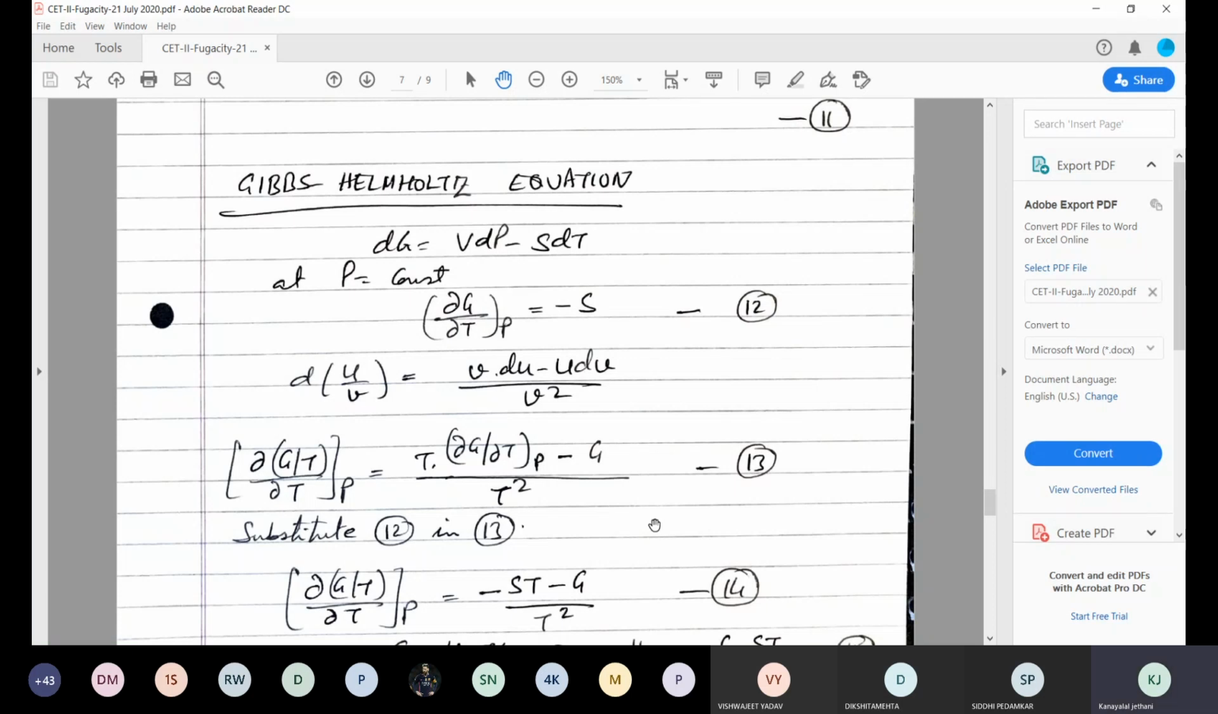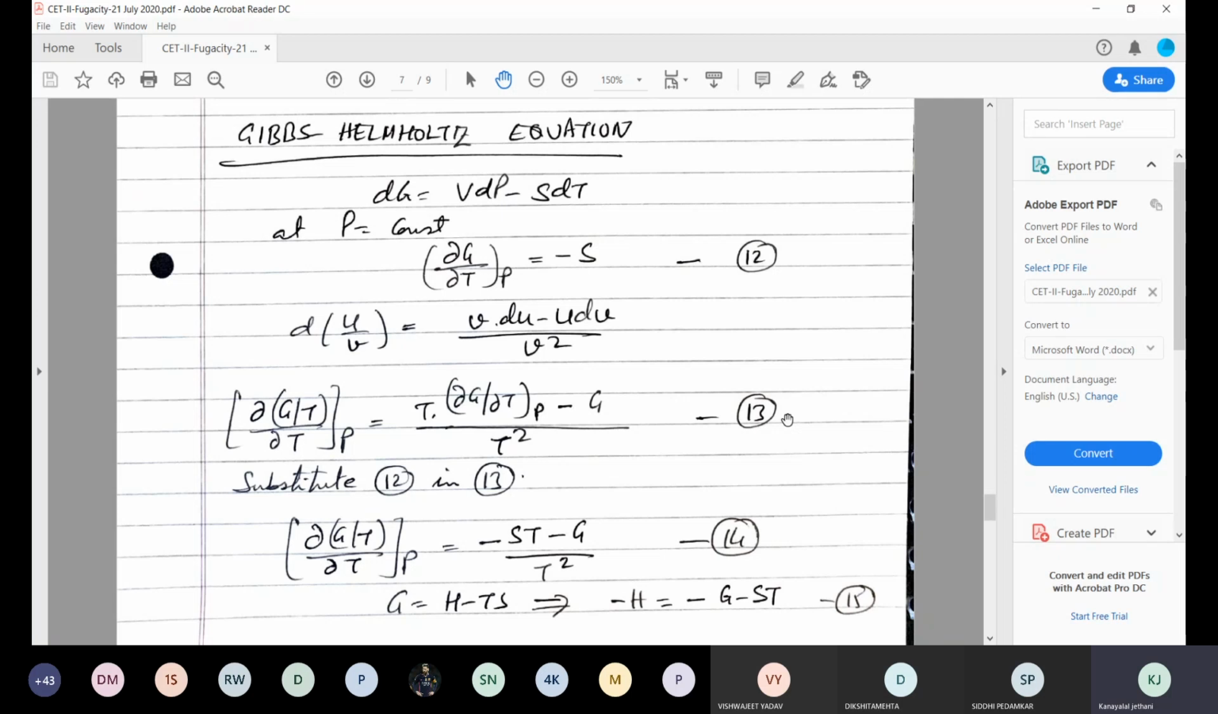ठीक है, इक्वेशन 13 समझ में आया? Just taking the derivative of G by T with respect to temperature at constant pressure. So substituting 12 in 13, ये जो टर्म है ये यहाँ substitute करेंगे. So what we get is ∂(G/T)/∂T at constant pressure is equal to minus S into T minus G by T square.